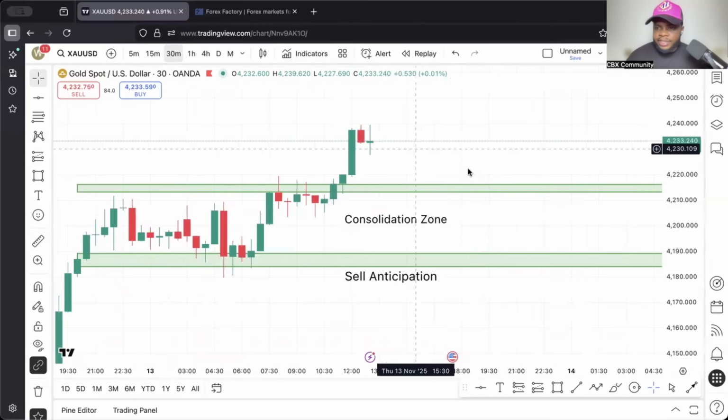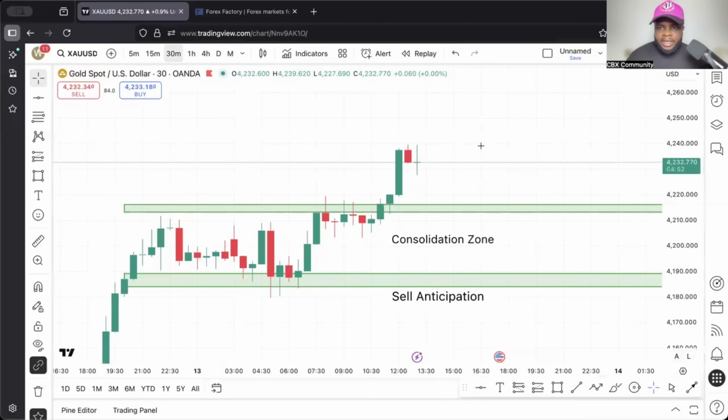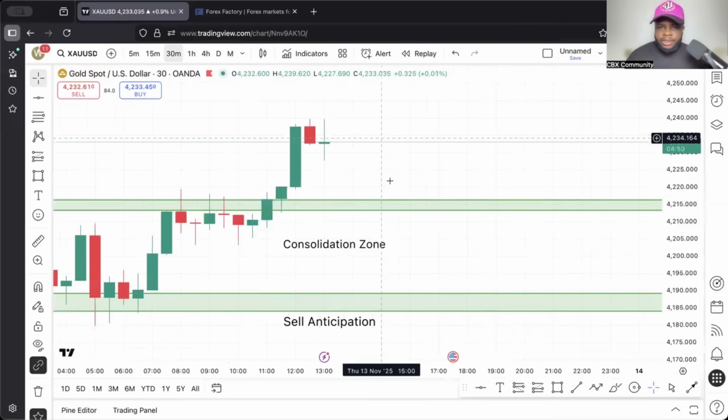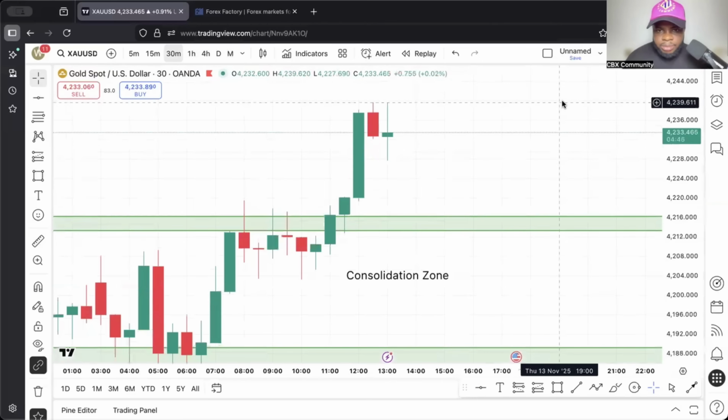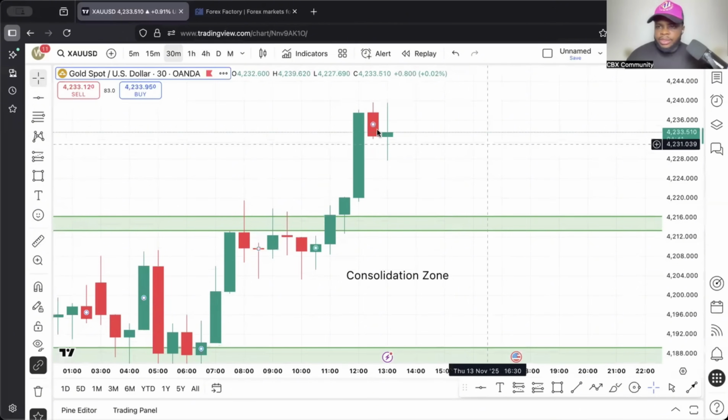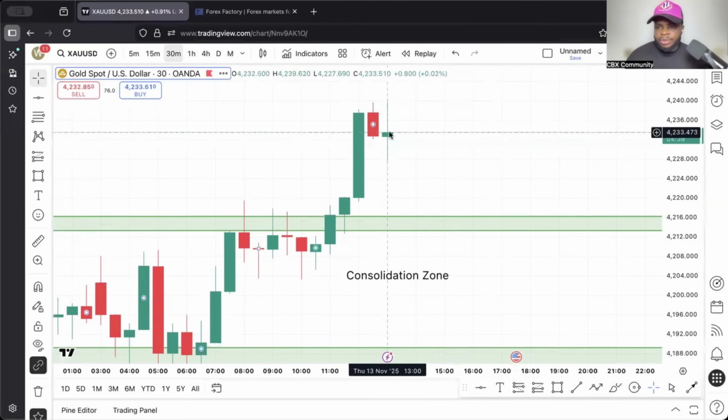Looking at the formation of this candle, it didn't break the high of this bullish candle over here. Look at it, it didn't break the high, but it broke the low. So let's see what this candle wants to do.